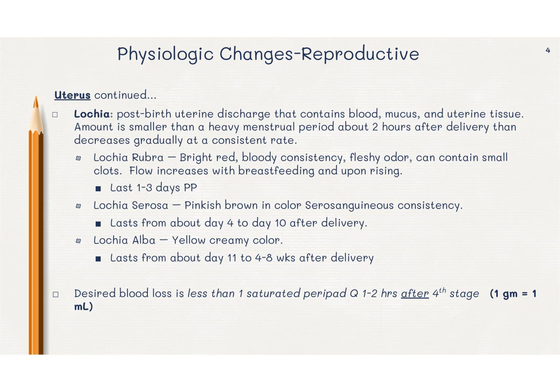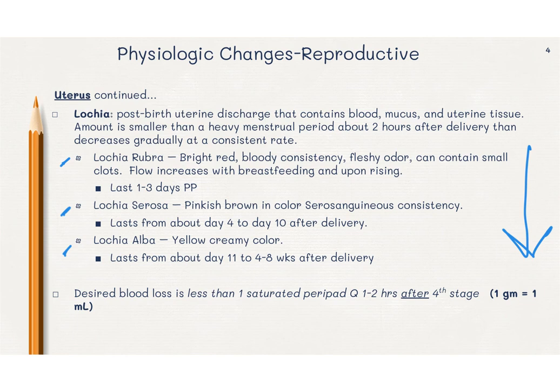There are 3 different stages of lochia, right? So we're going to talk about all 3 of them. We have lochia rubra, that's one. Lochia serosa, that's another. And lochia alba is the final one. You can see that the farther we get from delivery, we kind of go down these different stages like this.